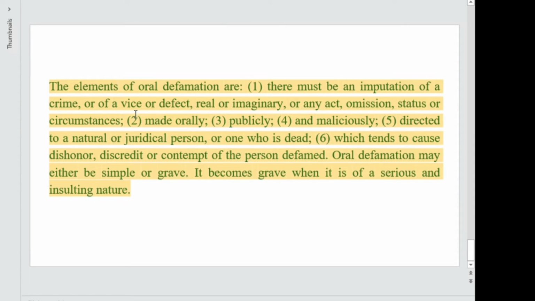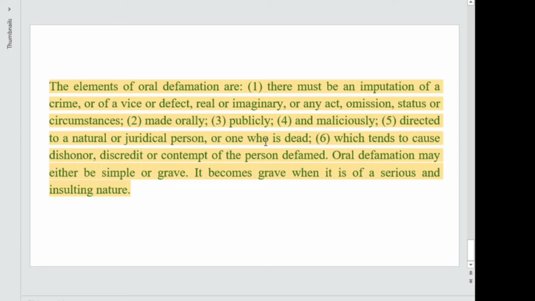So here are the elements for oral defamation. Again, I got this from the Philippine Constitution. Galing siya sa Supreme Court mismo. Okay, so this is in the Philippines. So the elements of oral defamation are: number 1, there must be an imputation of a crime or of a vice or defect, real or imaginary, or any act, omission, status, or circumstances. Okay, so again there is imputation of crime. Second, made orally. Third, publicly. Fourth, maliciously. Fifth, directed to a natural or juridical person or one who is dead.